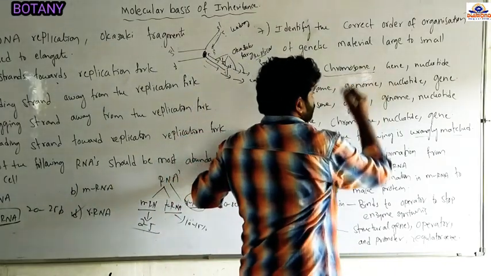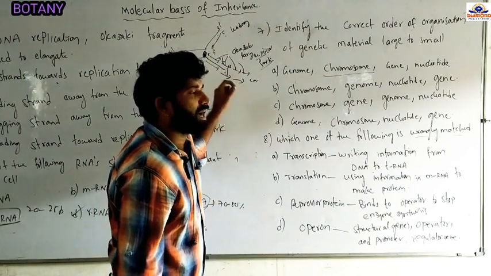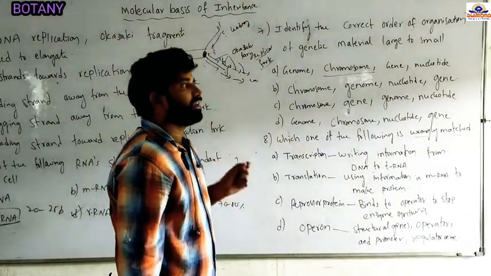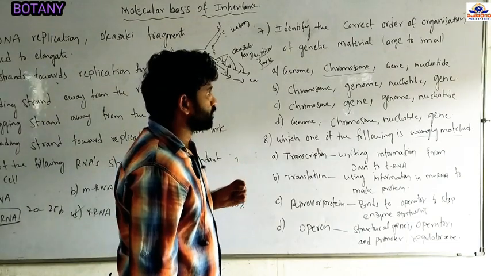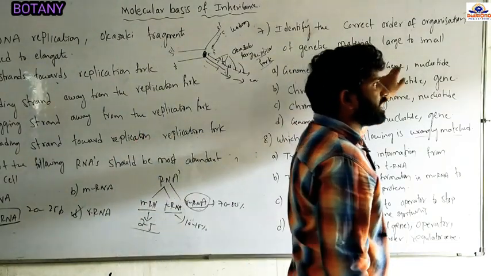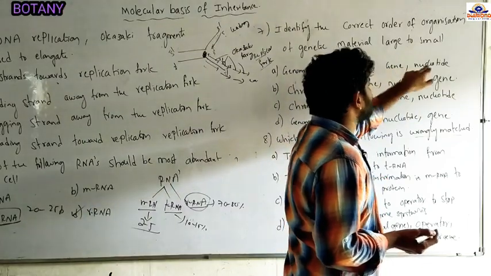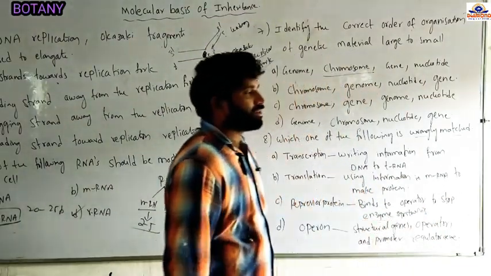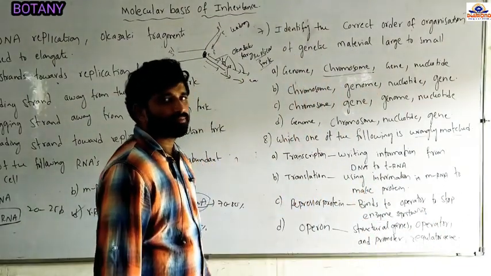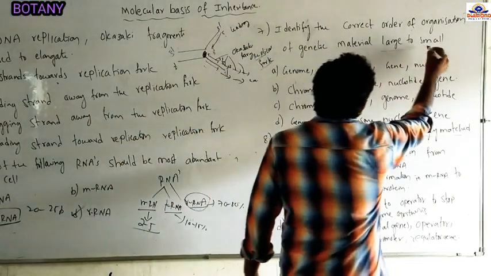And a chromosome, an arm-like structure that contains a group of nucleosomes, we call a chromosome. And a gene, a small segment of the DNA, we call a gene. In the gene, a nucleotide represents a single nitrogen base with sugar and phosphate molecule. That is a nucleotide. They are asking now here large to small.